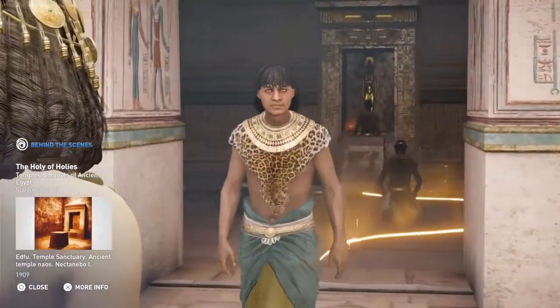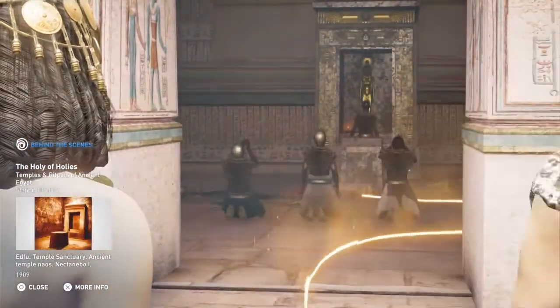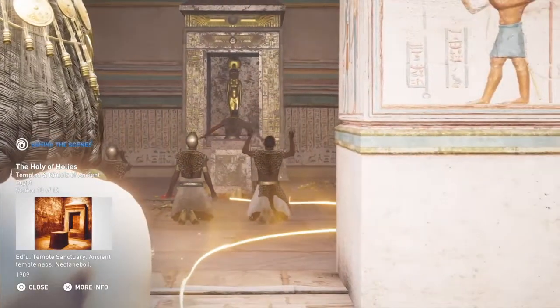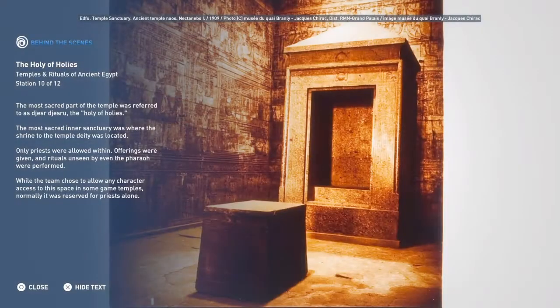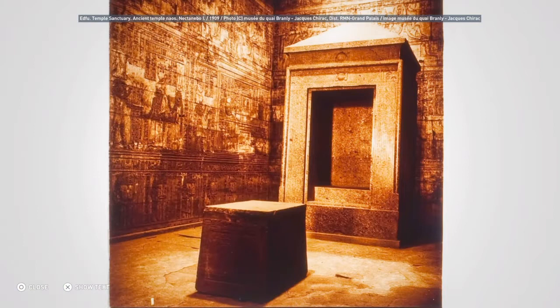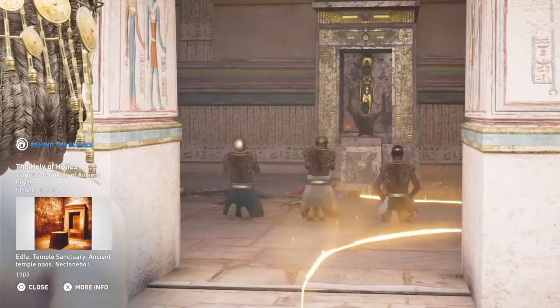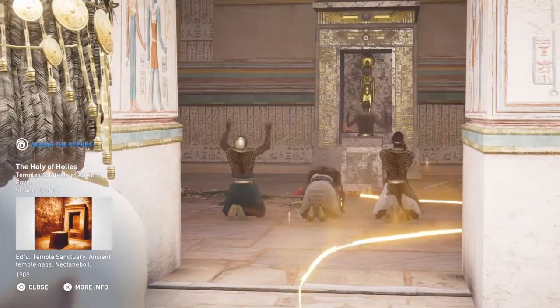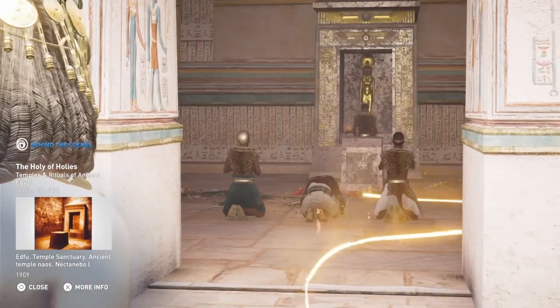The most sacred part of the temple was referred to as Jeser Jeseru, the Holy of Holies. The most sacred inner sanctuary was where the shrine to the temple deity was located. Only priests were allowed within. Offerings were given, and rituals unseen by even the pharaoh were performed. While the team chose to allow any character access to this space in some game temples, normally it was reserved for priests alone.